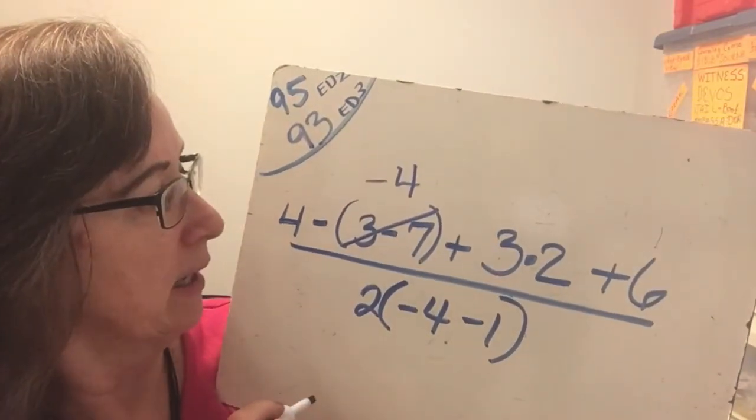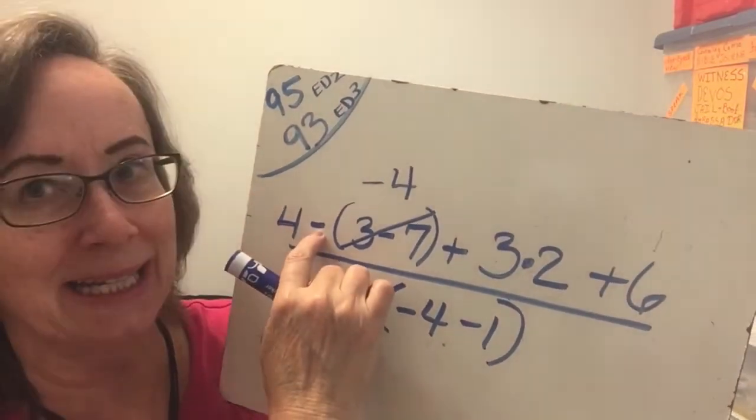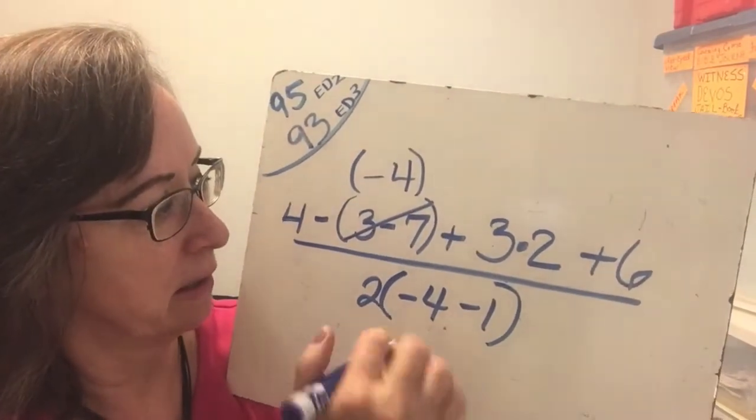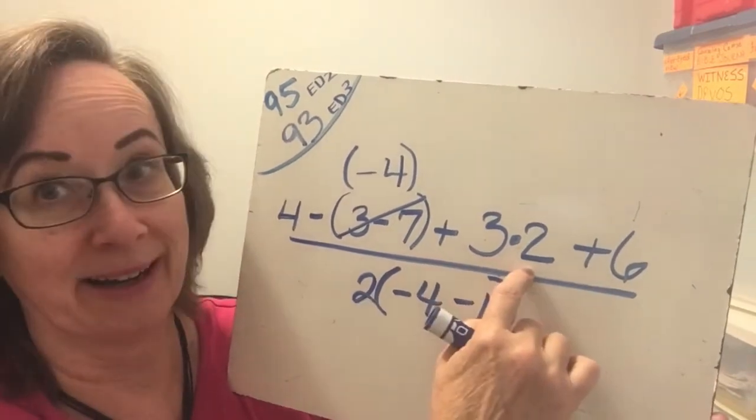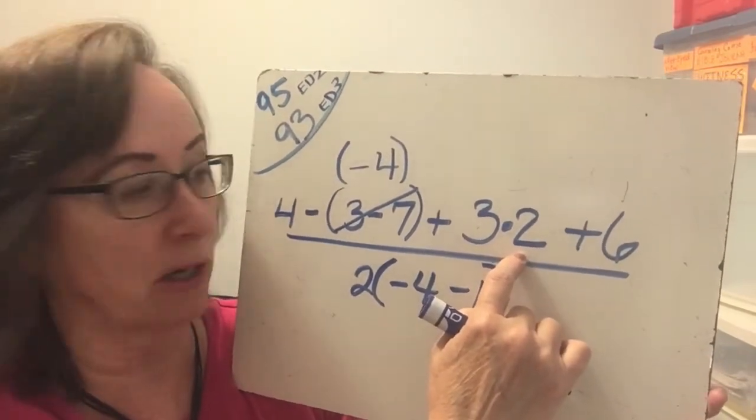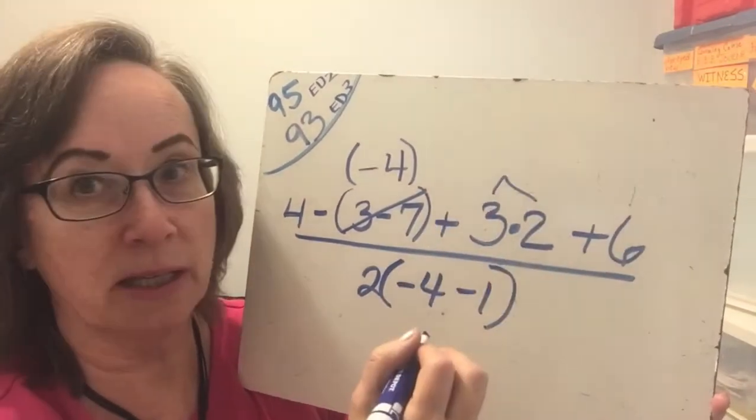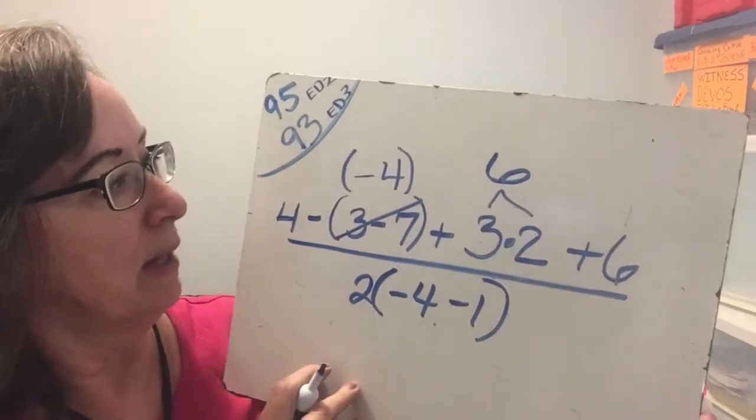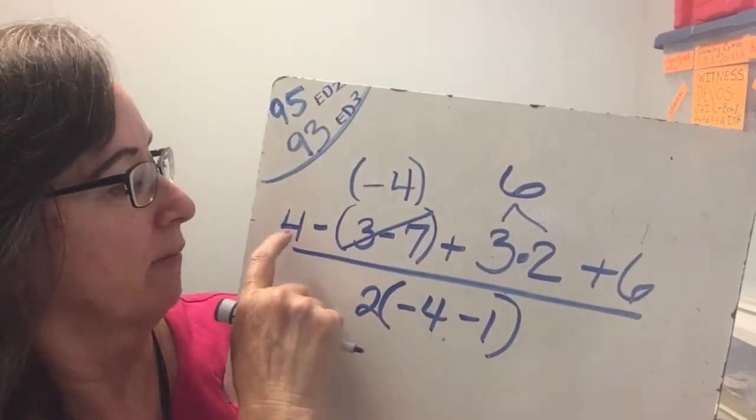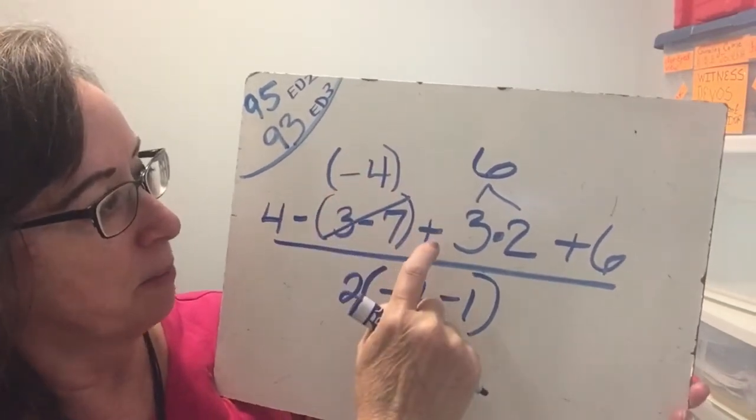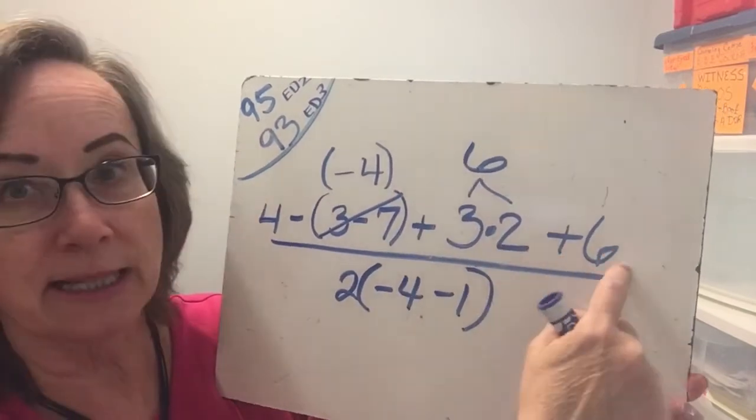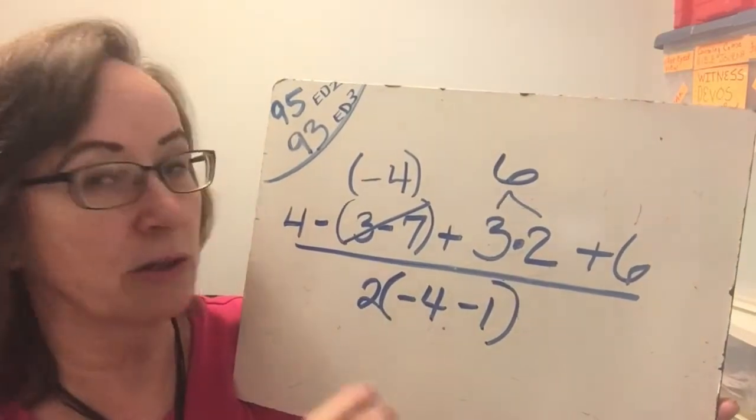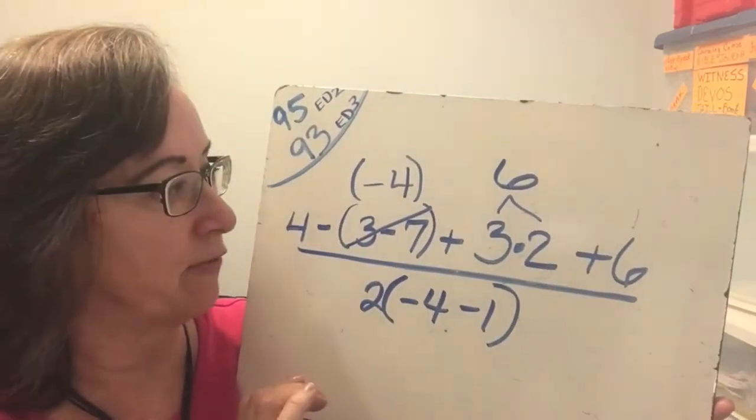All right, so now we've got a 4 minus a negative 4, but that's a subtraction. That's a plus. There's a times. So we have to do that first, don't we? So 3 times 2 is 6. Okay, so now let's look at what we have. We have 4 minus a negative 4 plus a 6 plus a 6. And everything is either subtraction or addition. So now we're ready to start left to right and just finish the whole thing.